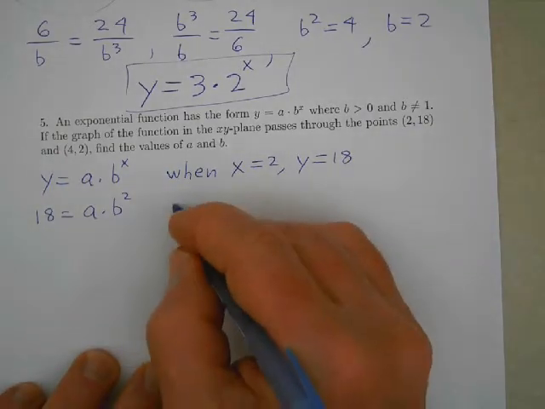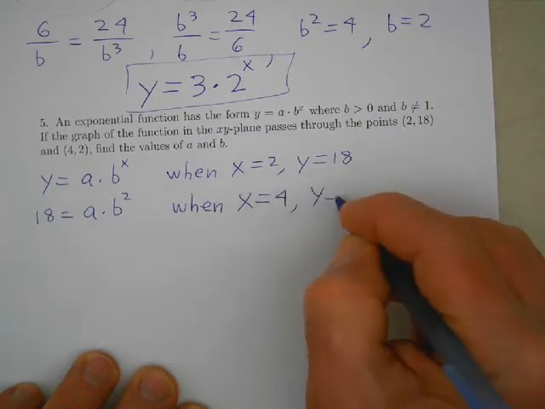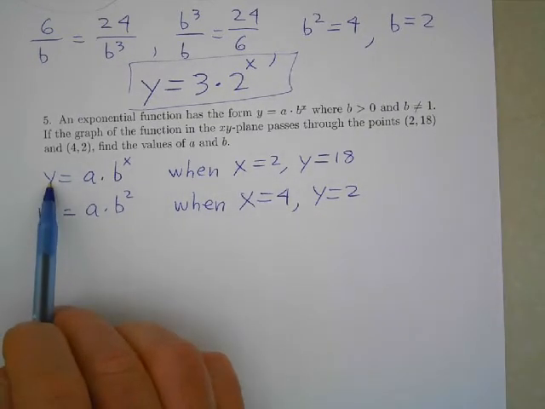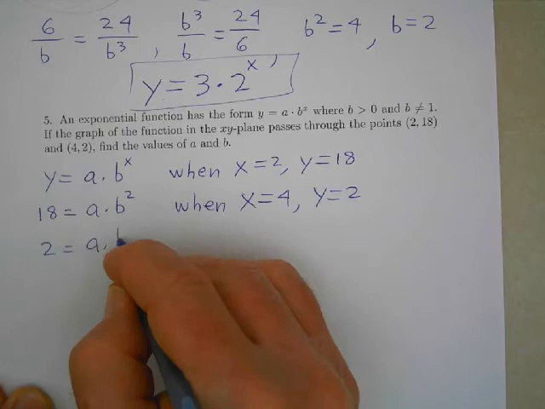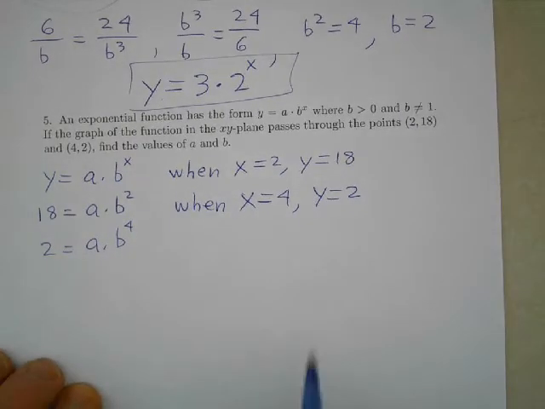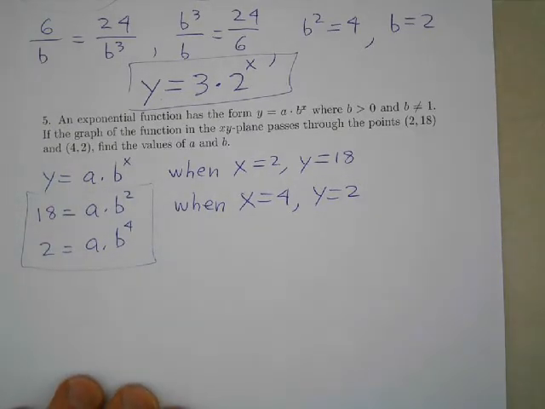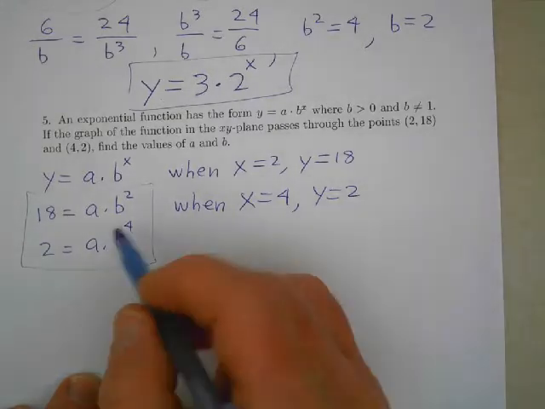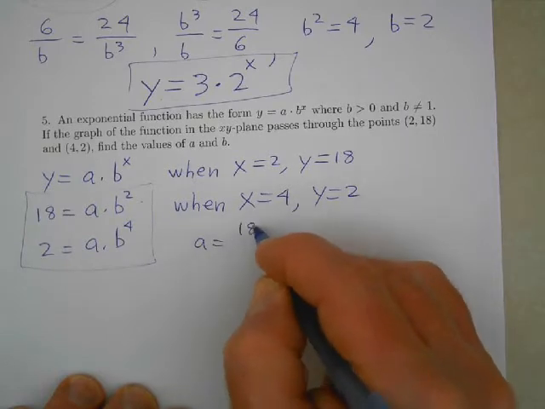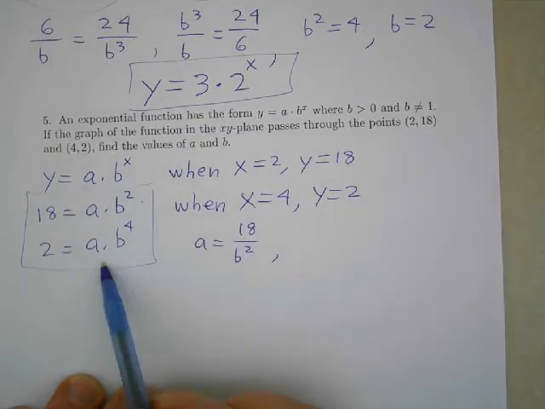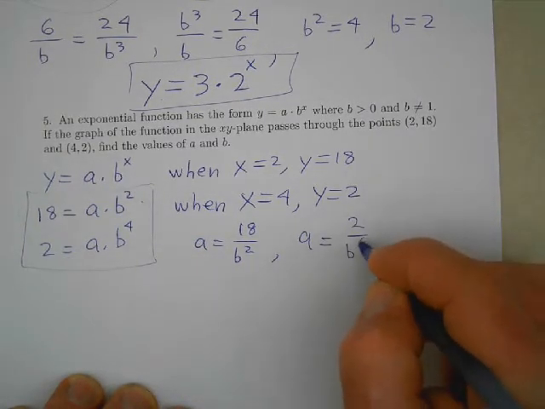And then the other point that the graph passes through, when x is 4, the y-coordinate is 2. So we can this time replace y with 2. So 2 equals a times b to the fourth. And now we just use these two equations and solve for a and b. We can do what we did last time. We can solve each equation for a. Solve the top equation for a, we get a equals 18 divided by b to the second. Solve the bottom equation for a, we get a equals 2 divided by b to the fourth.